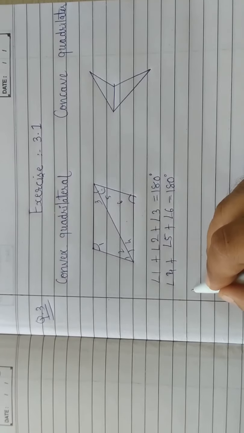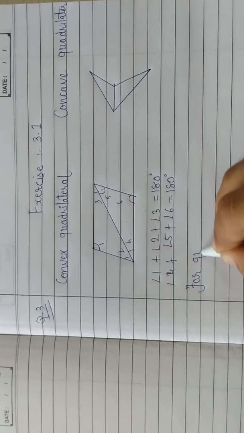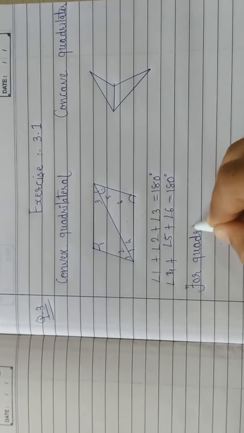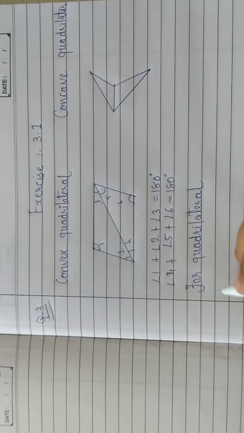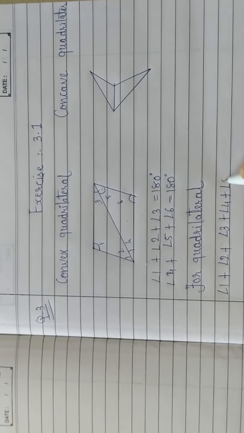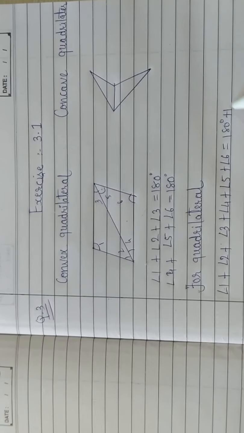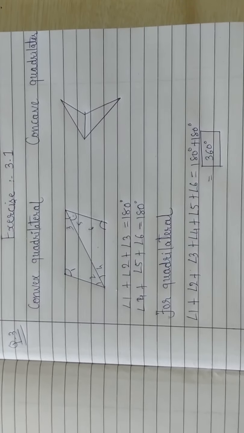So for the quadrilateral, angle 1 plus angle 2 plus angle 3, angle 4, angle 5, 6 is equal to 180 plus 180 degrees. So it is equal to 360 degrees, which means the sum of all angles is equal to 360 degrees in the given quadrilateral.